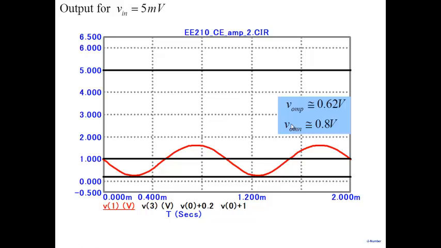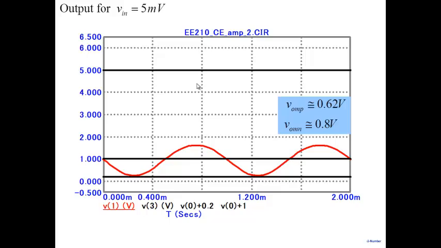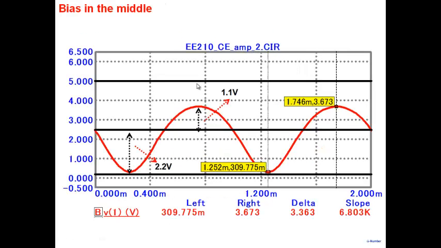Now, we also said that in this case, the best bias point would be to bias it in the middle, right? So let's do that. Let's look at a case where I biased in the middle. My bias point was 2.5. One limit is 5, the other limit is 0. So I would have expected to go to 2.5 here and minus 2.5 here, right?